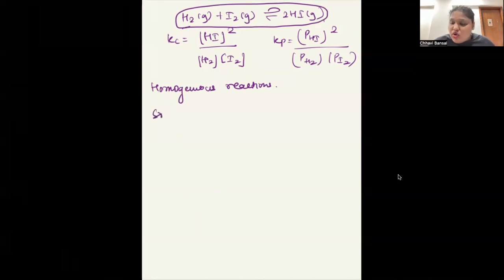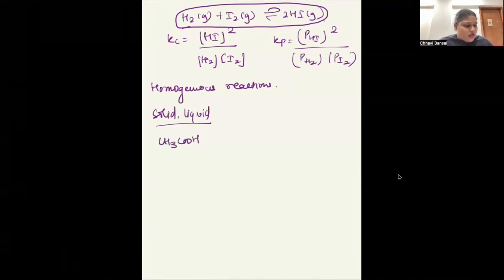The solid and liquid concentration does not change much because their density is so high that very few molecules are used up in the reaction, and their concentration is not highly changed. So we do not consider the solids and liquid concentration when we are calculating the value of Kc and Kp. Fine. Let's take an example.